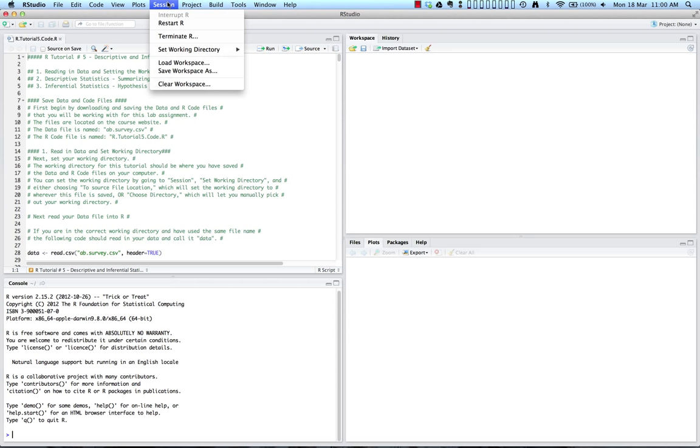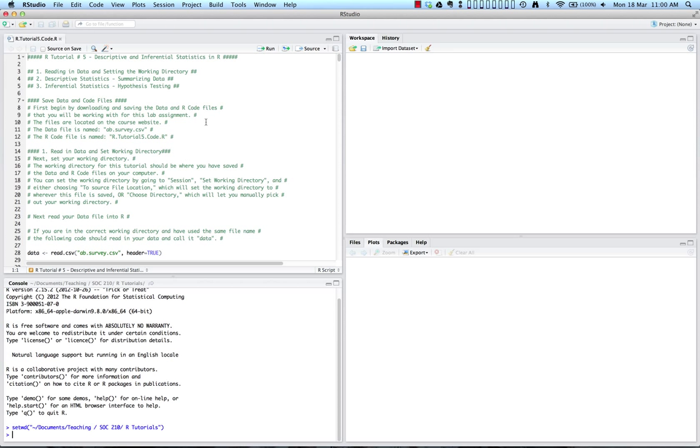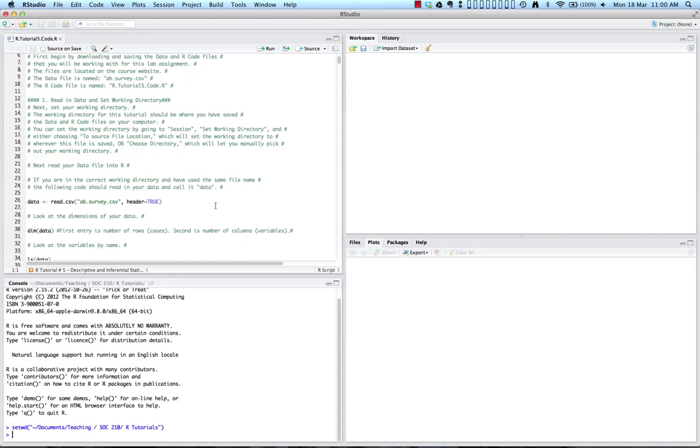We can do that by going to Session, Set Working Directory, and either choosing our directory manually or setting it to our source file location. So let's set it to our source file location. You can see that we've done that here. We've set our working directory to where this code file is saved. And once that's done, we can read our data file into R.